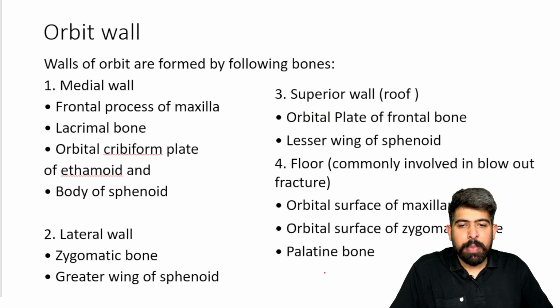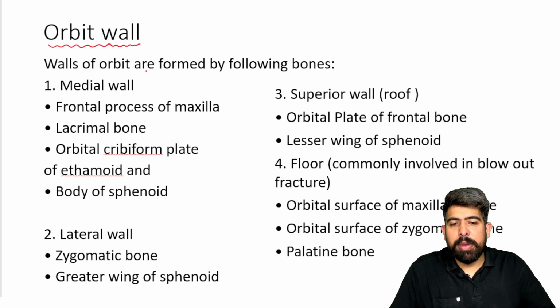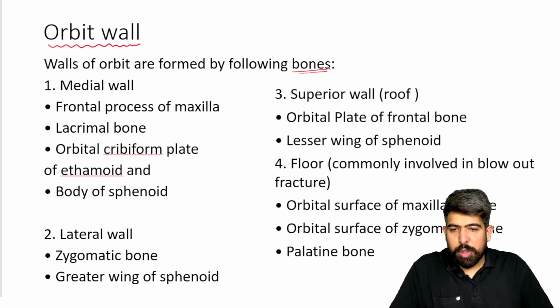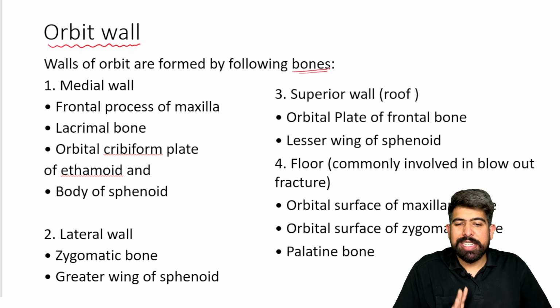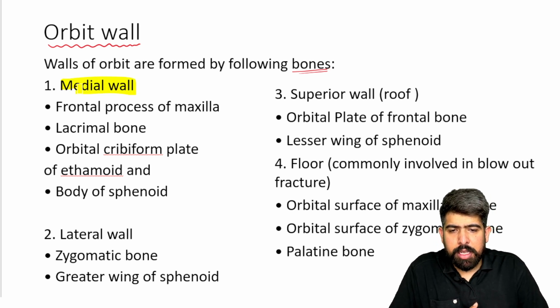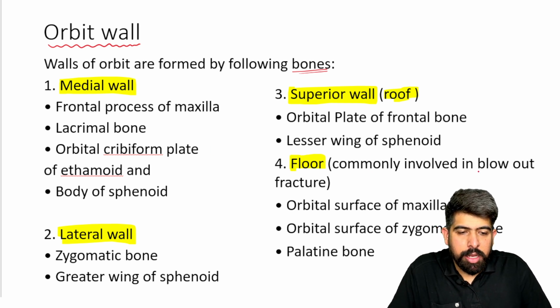So this is all about the importance of the blowout fracture. Let's move forward to the next thing. It is all about the orbit walls. In the orbit, we have walls formed by different bones. We have to talk about all the bones, and you have to remember which wall is made by which bone. As I already told you, it has four walls. The first one is the medial wall. The second one is the lateral wall. The third one is the superior wall, or you can say the roof. And the fourth one is the floor, which I already mentioned is commonly involved in a blowout fracture.